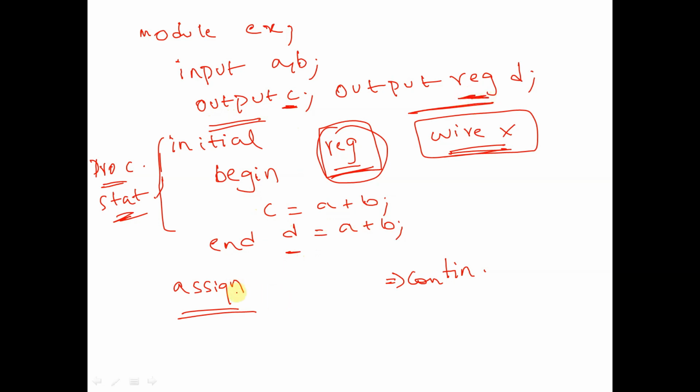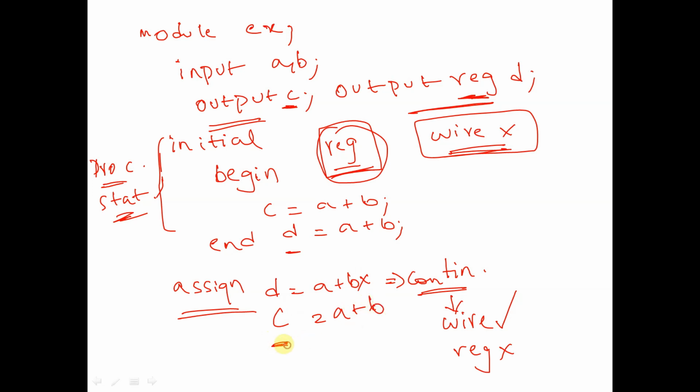Coming to continuous assignment statements, I can use only wire types. We saw this in data flow modeling, right? We can use only wire types with assign, but I cannot use reg type with assign. So here I cannot use assign D is equal to A plus B. This will throw an error. I can use only assign C is equal to A plus B, since C is a wire type. So I can use this statement.